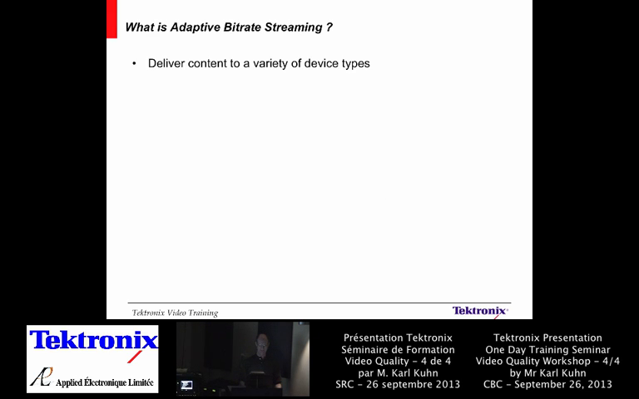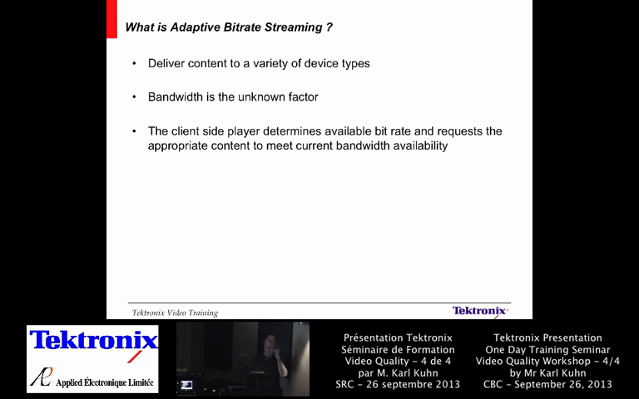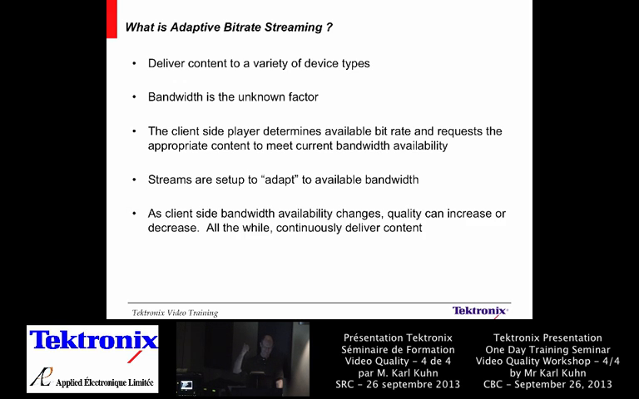Adaptive bitrate streaming. Bandwidth is an unknown factor. You need to adapt to the available bandwidth. That's really the challenge, because the bandwidth available at any given time, any given location, especially in a mobile application, is variable. A non-annoying experience. Quality of experience high, customer satisfaction high.